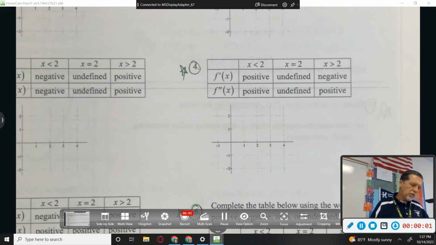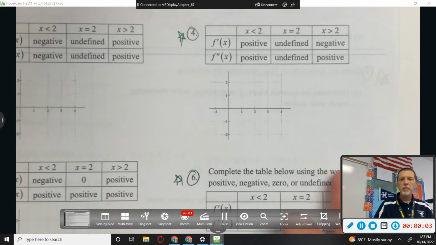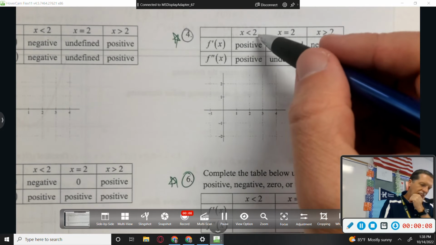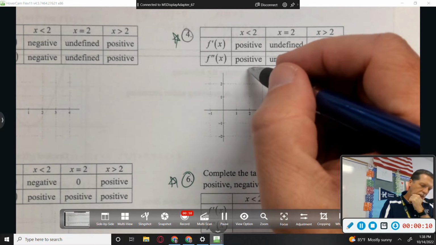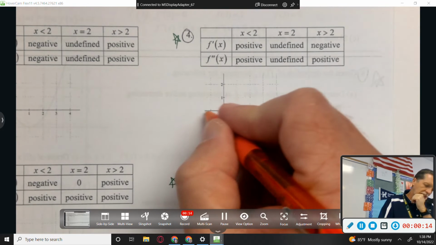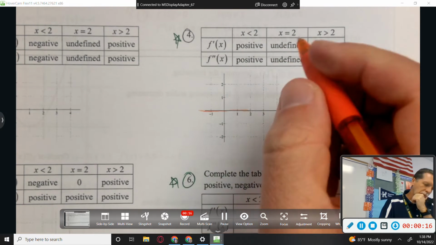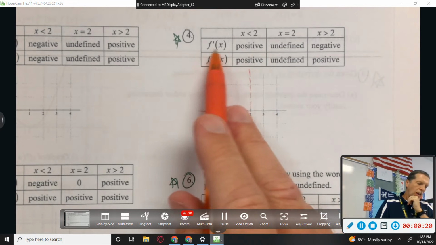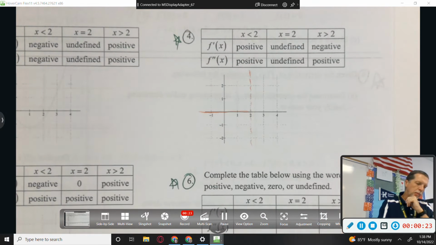You can see that 1 through 5 are all pretty similar. So let's do number 4. Let's first look and see what it's telling us here. When x is less than 2, so over that region somewhere, something's going on at 2. When x is less than 2, f prime is positive.